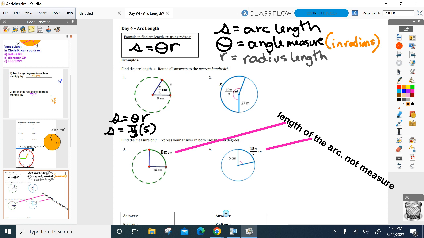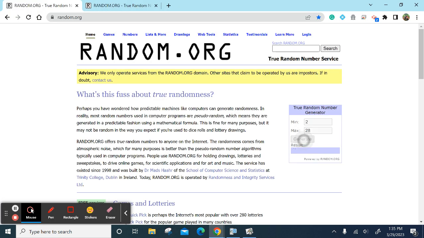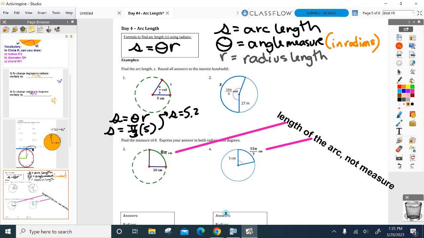When you're ready, nearest hundredth. 5.24. Good work.